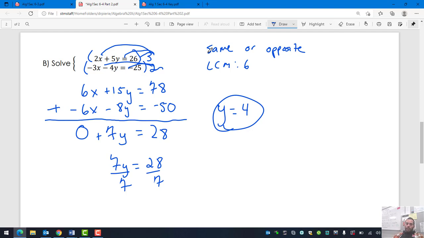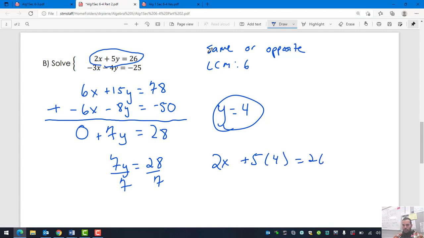So I did a bunch of work with these ugly equations and I tried to scale them up. But when I solve for x, I want to jump back to those original equations that I first started with. It's either the first or the second equation. Which one do you like better? I think I like this first equation a little bit better, so I'm going to use this one to solve for x. I'm still going to have 2x. I'm still going to have plus 5, but instead of saying y, I'm going to plug in 4 for y is equal to 26.